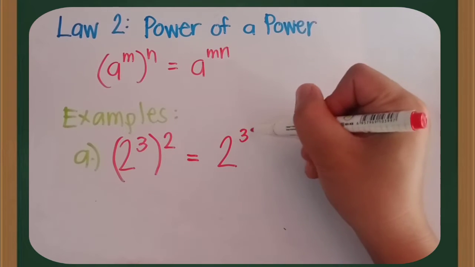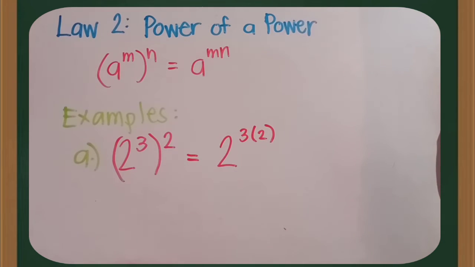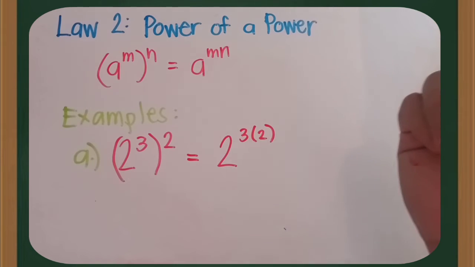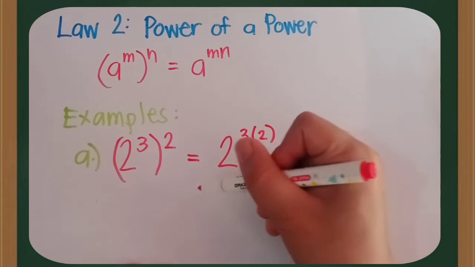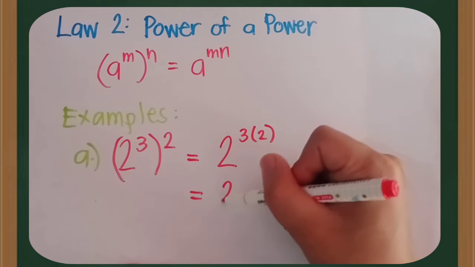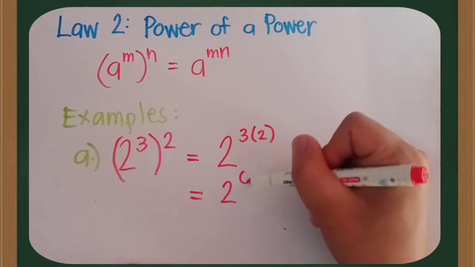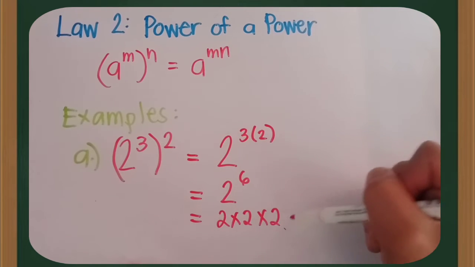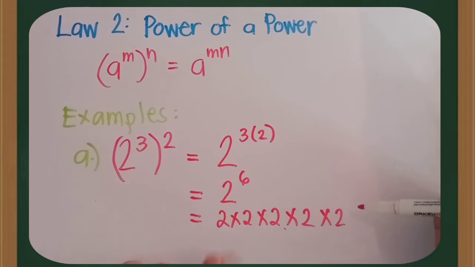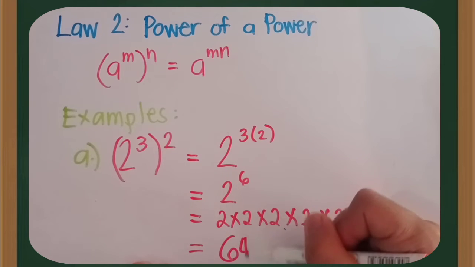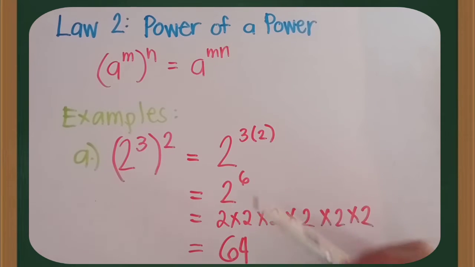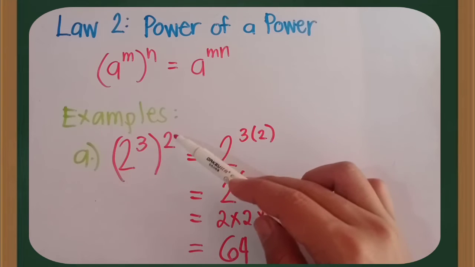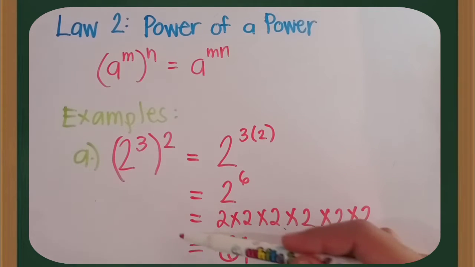So 3 times 2. Okay, all we need to do is multiply the two exponents. So 3 times 2. If we're going to simplify this one, it becomes 2 raised to the power of 6, and 2 raised to the power of 6 is 2 times 2 times 2 times 2 times 2 times 2, and that's equal to 64. So 2 raised to the power of 3 raised to the power of 2 is equal to 64.